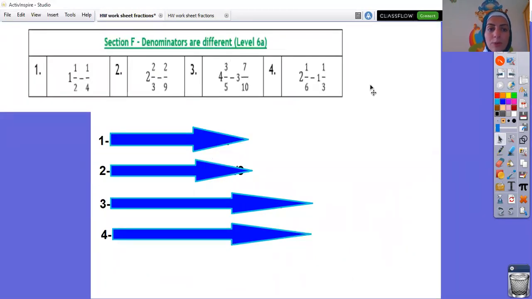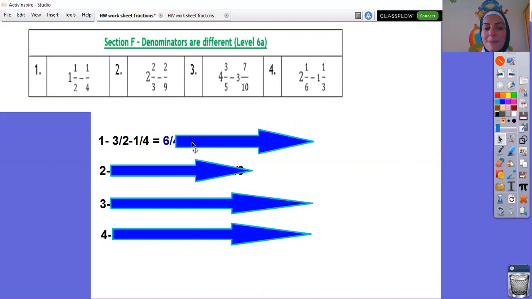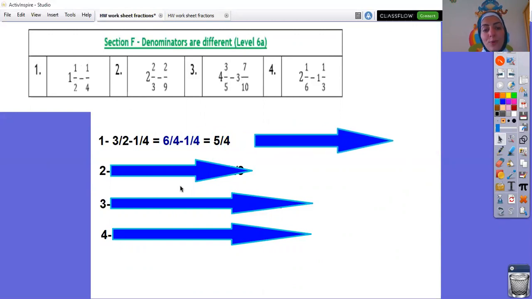Now we're almost done. Here we have subtracting mixed numbers. The same idea exactly. I'm going to change the 1 1/2 into an improper fraction, which will be 3 halves, and then 1/4. Then after I do this, you have to make a common denominator. The same steps as the addition, but the difference is we are going to subtract here, and the answer will be 5/4.